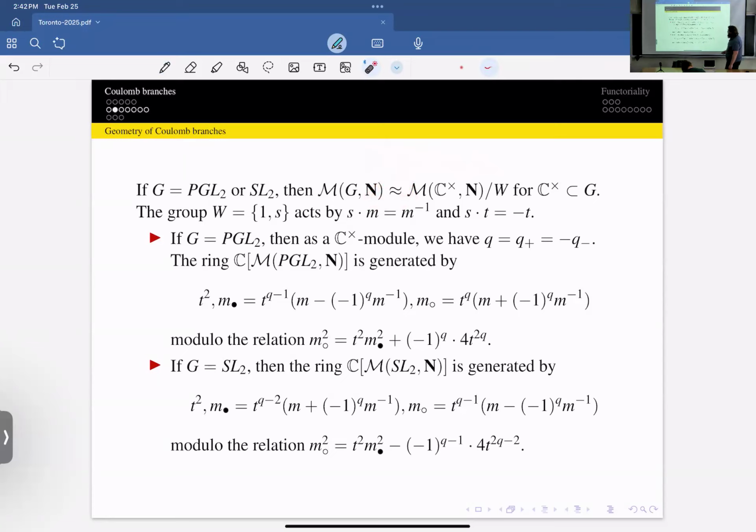In this case, where I have PGL2 acting, S swaps positive weights and negative weights. So what I was calling Q plus and Q minus before have to be the same. Now I just have one Q. My capital Q from the previous page is twice that. Okay, so based on this Q, what do I get? Well, I have T squared. I'm taking invariants under the action of the Weyl group. T is not invariant anymore, but T squared is. I want to have that.